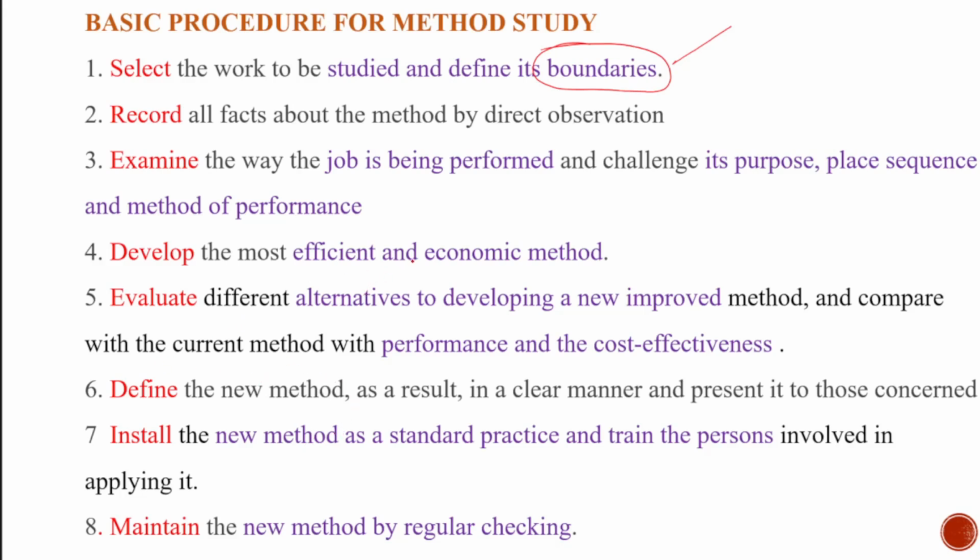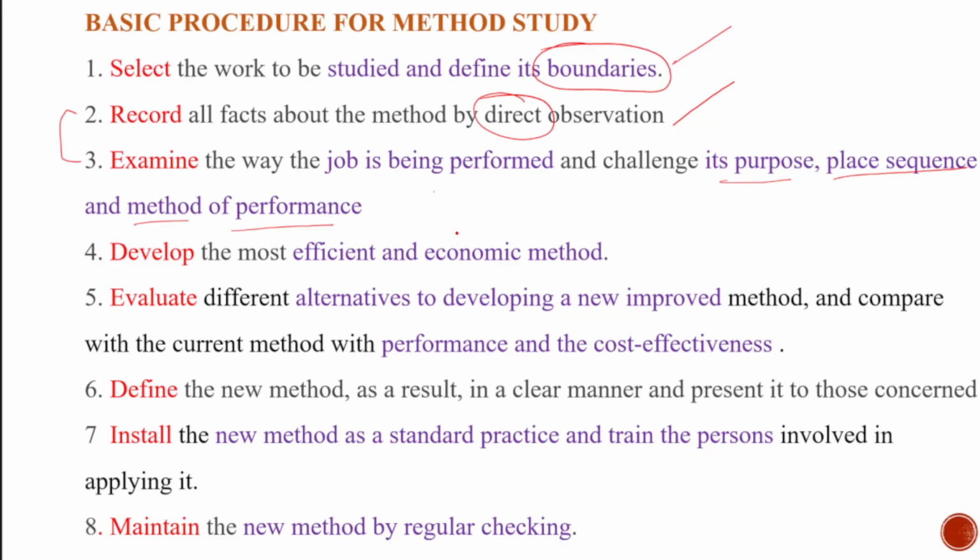Next step is to record all the facts about the method by direct observation. So observation comes into picture. Then examine the way the job is being performed and challenge its purpose, place, sequence and method of performance. There is a difference between these two things, recording and examining. In the recording, we just record the facts by direct observation, and in the examining, we are asking so many questions related to the job.